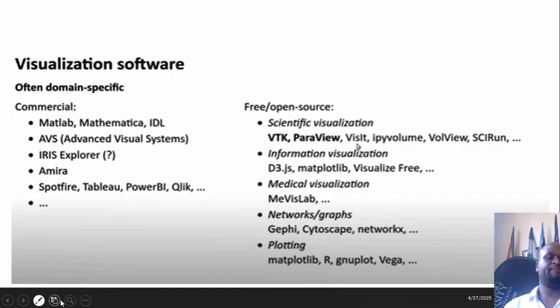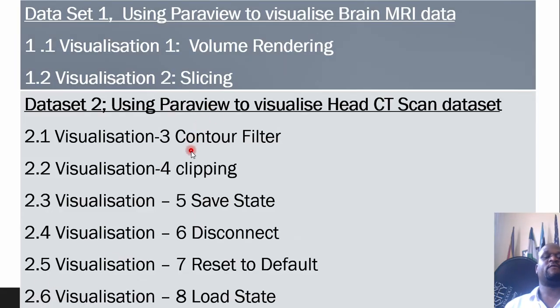So this is our program of what we're going to do. For dataset 1, we're going to learn how to use Paraview to visualize the brain MRI data. And then for dataset 2, we're going to learn how to use Paraview to visualize the head CT scan dataset. So this is the program structure for this presentation.